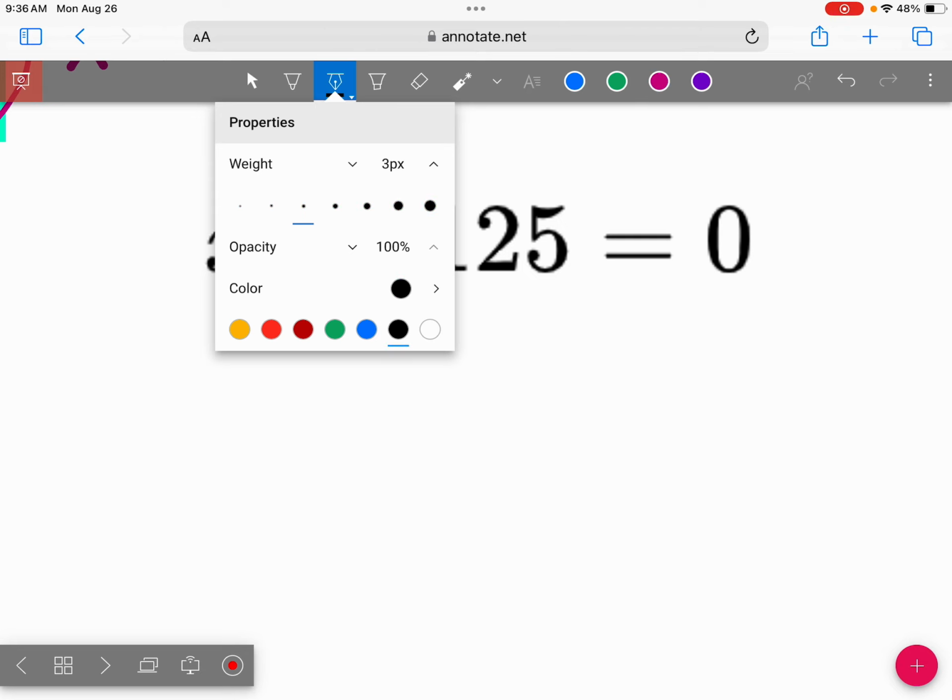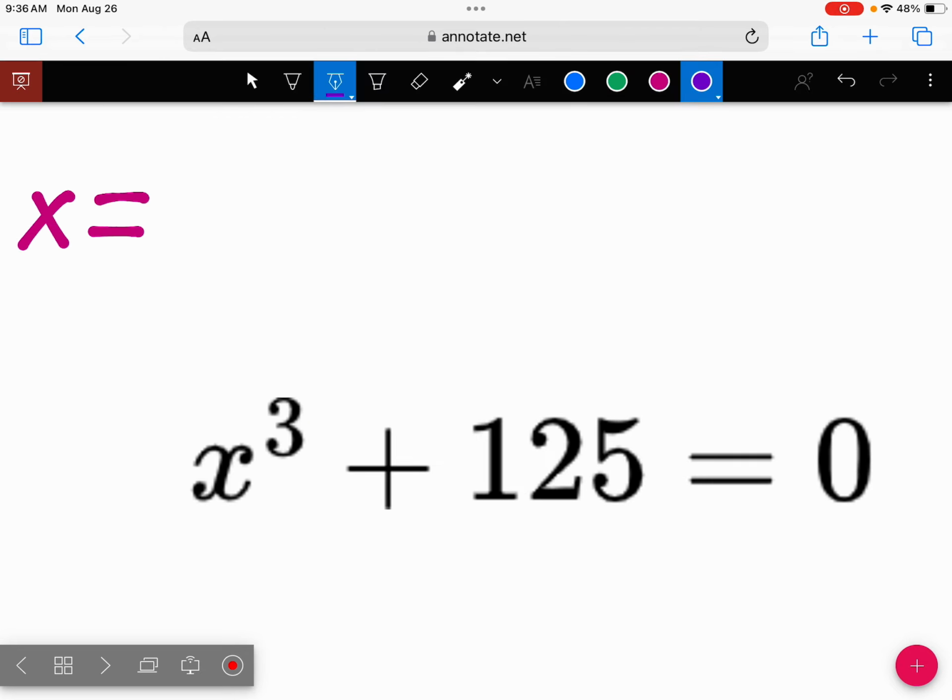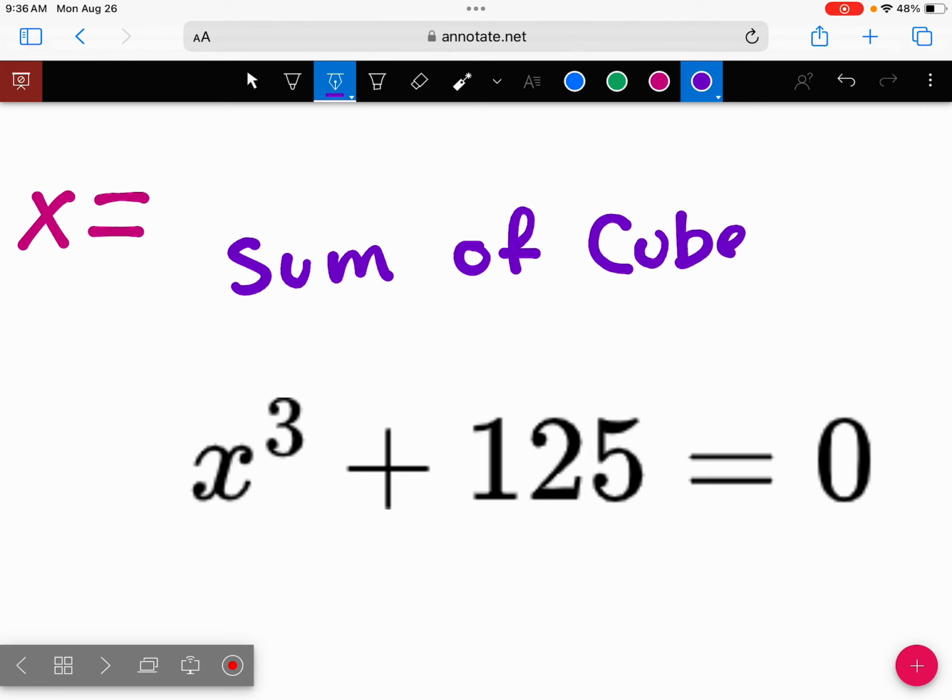Because what do we notice about this one? It's the cubes. This is a sum of cubes. We talked about this several sections ago. We have not had the unit test over that yet, so we gotta not forget that.